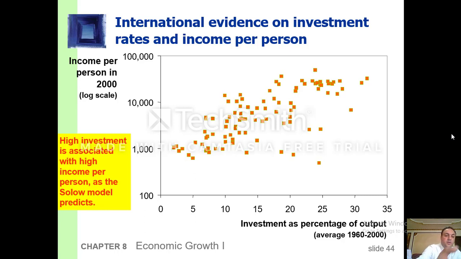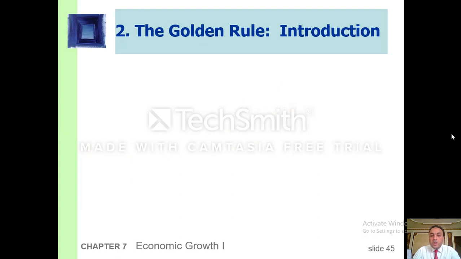We can see here the income per person in many countries, and the investment as a percentage of the output. The high investment is associated with high income per person, as the Solow model predicts. We can see here the linear relationship between the investments and the income, which is true. Now we finished this topic today. We know about the Solow model and how the savings and investments affect the standard of living and the income rate and so on.